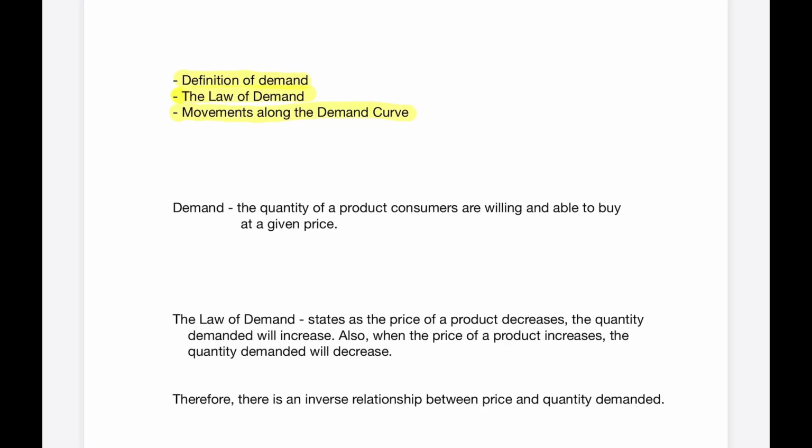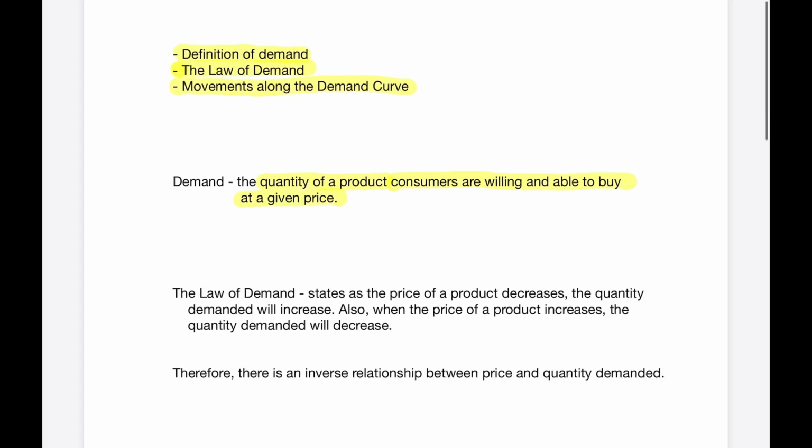So let's begin with a definition of demand, okay? Demand is the quantity of a product. Remember, a product could be a good or service. So it is the quantity of a product which consumers are willing and able to buy at a given price, okay? And when we look at a diagram, we will explore that definition in more detail. We will also come back to the law of demand.